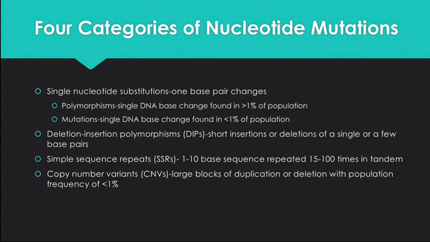The second kind of nucleotide mutations are deletion-insertion polymorphisms, or DIPs. They are short insertions or deletions of a single or a few base pairs. The third is simple sequence repeats, or SSRs, which are 1 to 10 base sequences repeated 15 to 100 times in tandem. The last mutation is copy number variants, or CNVs, which are large blocks of duplication or deletion with a population frequency of less than 1%.